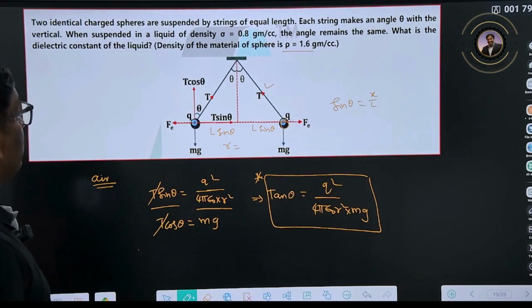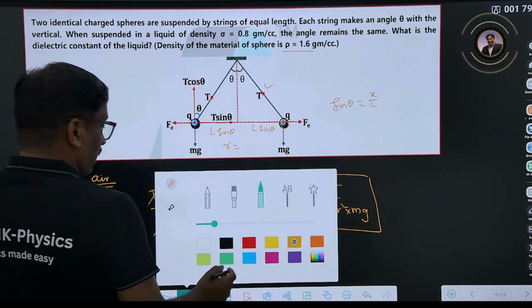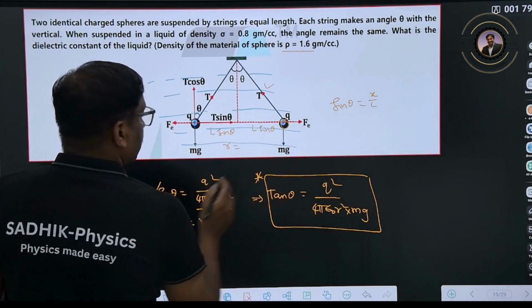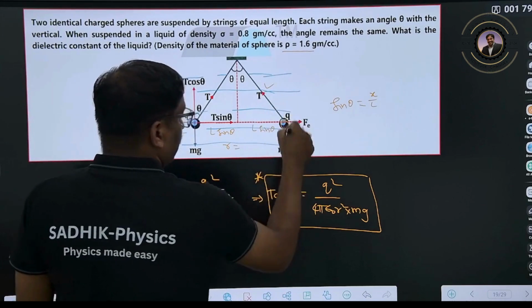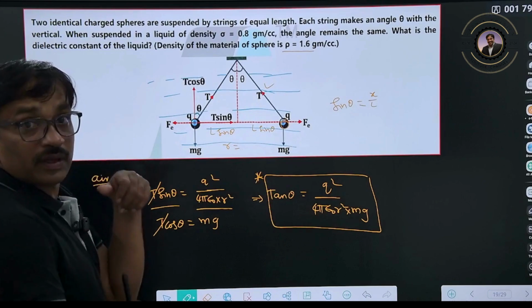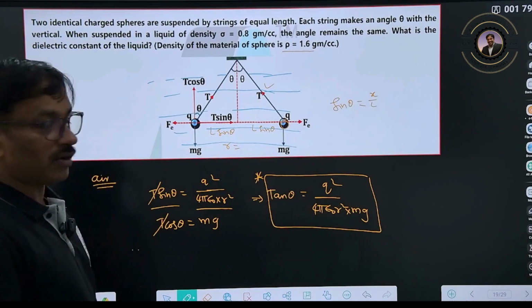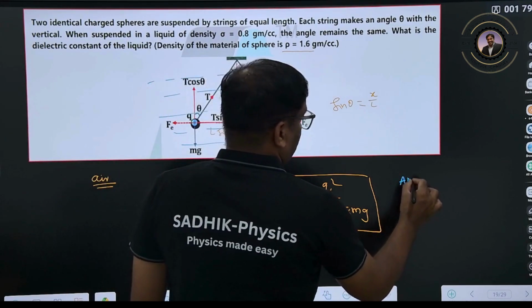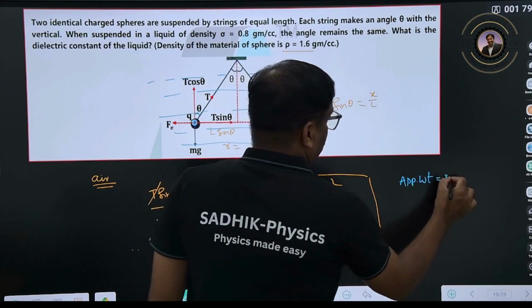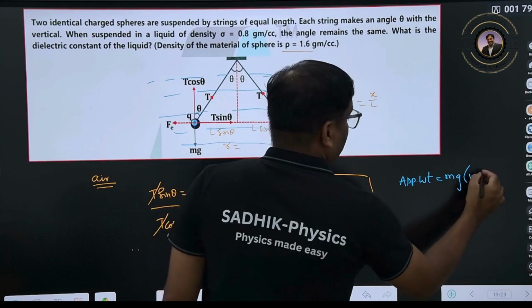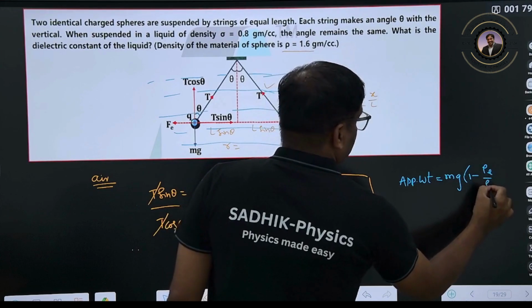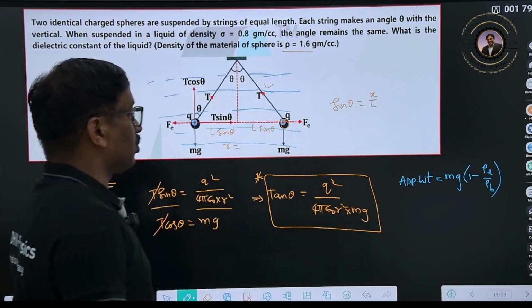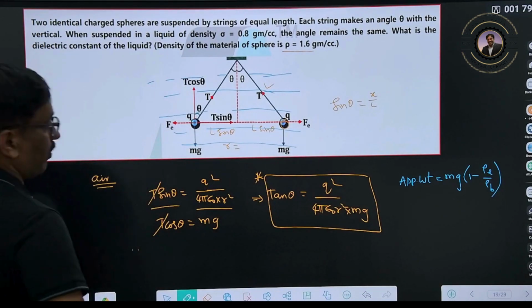So now when they are kept in the liquid, what will happen now? Here the weight will not be mg, the weight will be the apparent weight. What is the apparent weight now? When they are kept in the liquid, the apparent weight will be equal to mg into 1 minus density of the liquid by density of the body, right? Clear? So this will be your apparent weight when they are kept in the liquid.